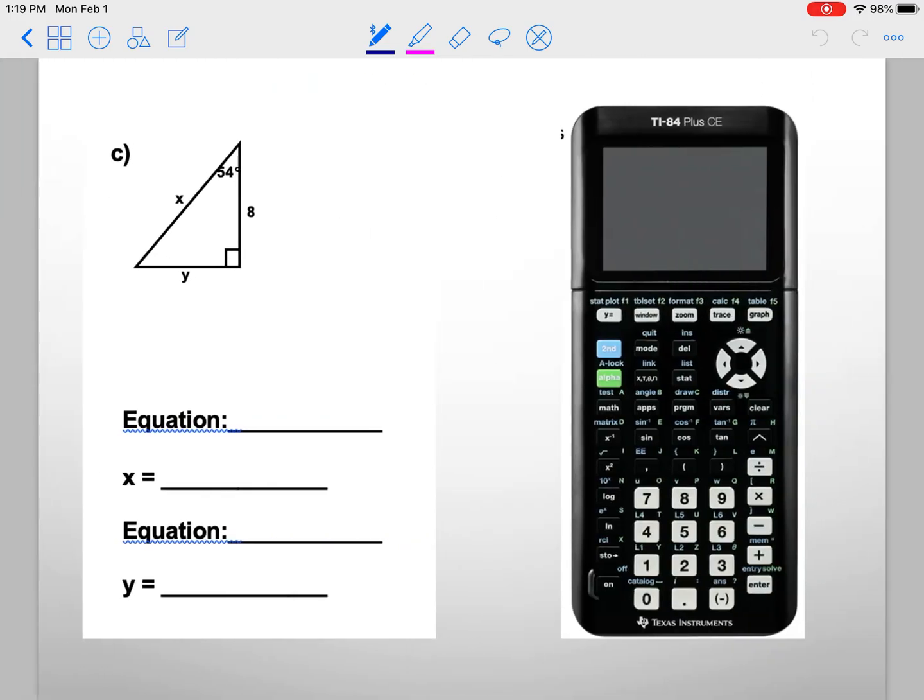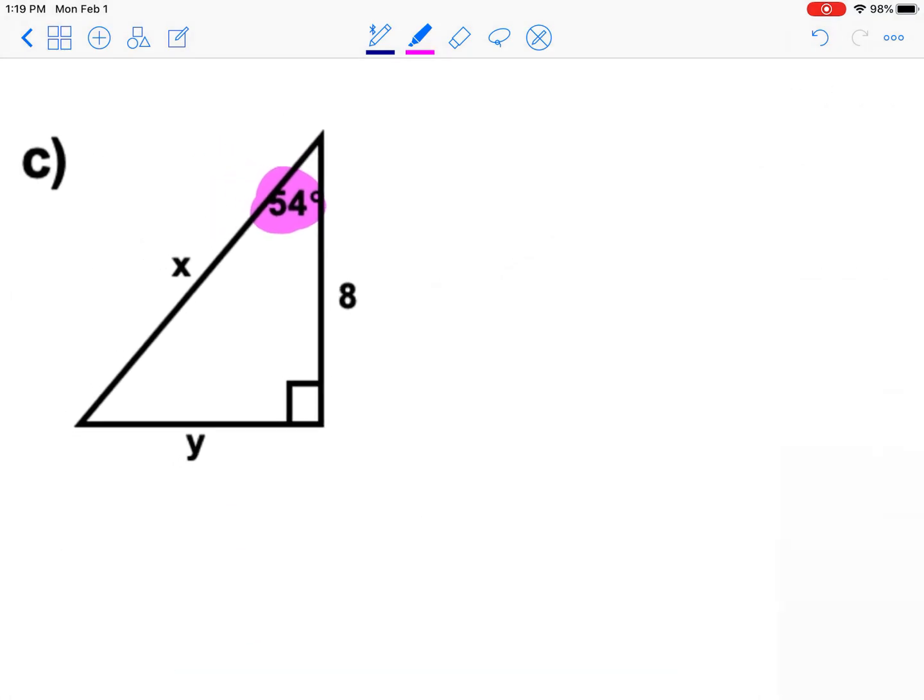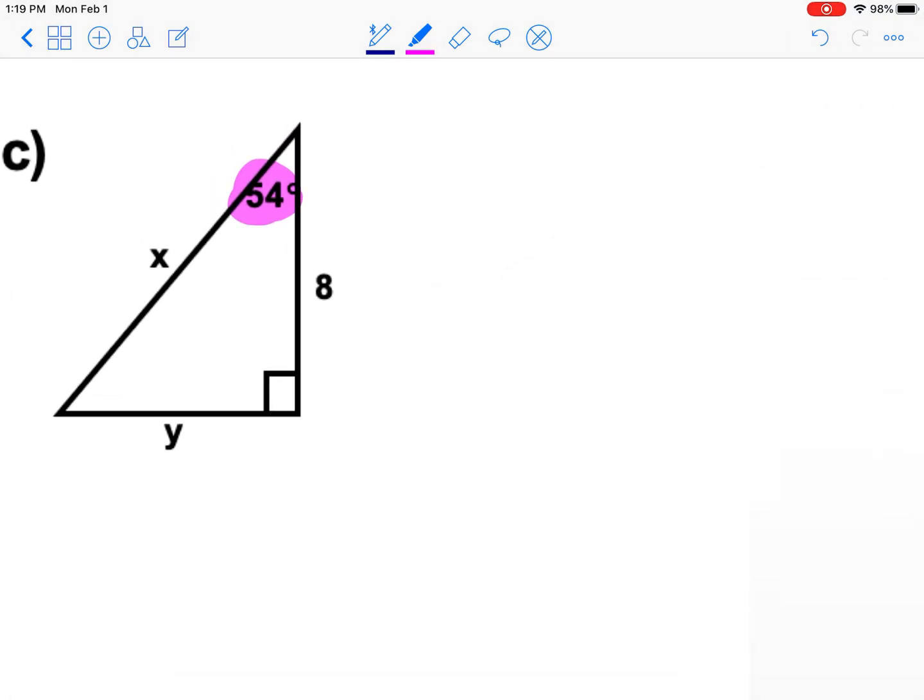Okay, let's try another one. So this time, yes, we could find that missing angle, but we don't need to. We have the 54, so let's use it to our advantage. They want us to find both x and y, so we're going to have two equations here. So let's start with x. X is h, 8 is a. I'm not going to label y yet because I'm not ready to solve for that one at a time.